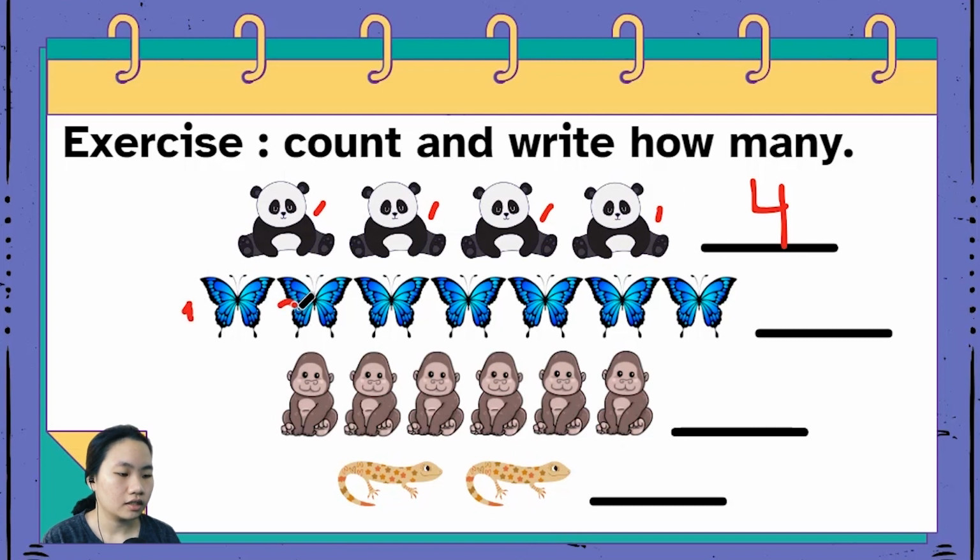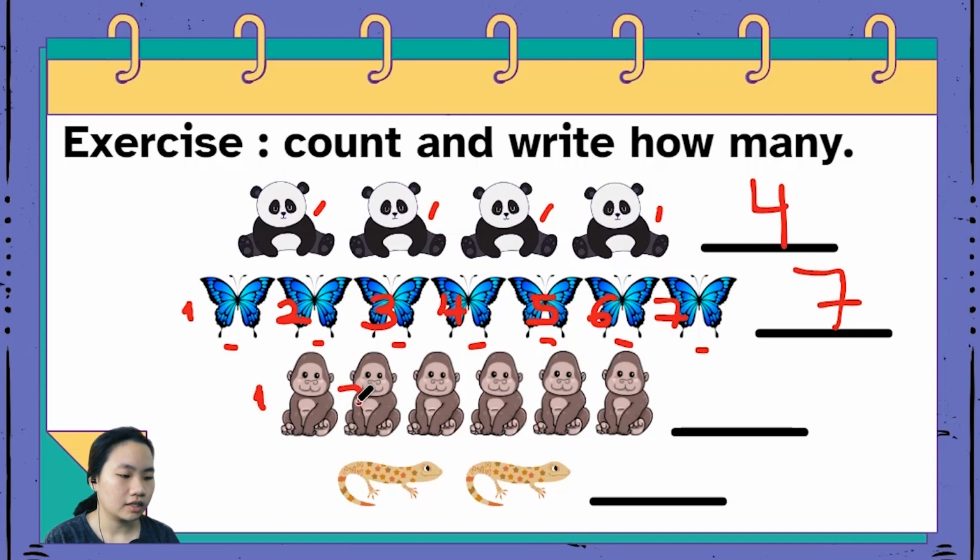1, 2, 3, 4, 5, 6, 7. One more time: 1, 2, 3, 4, 5, 6, 7. We have 7 butterflies. Next up is the gorilla.